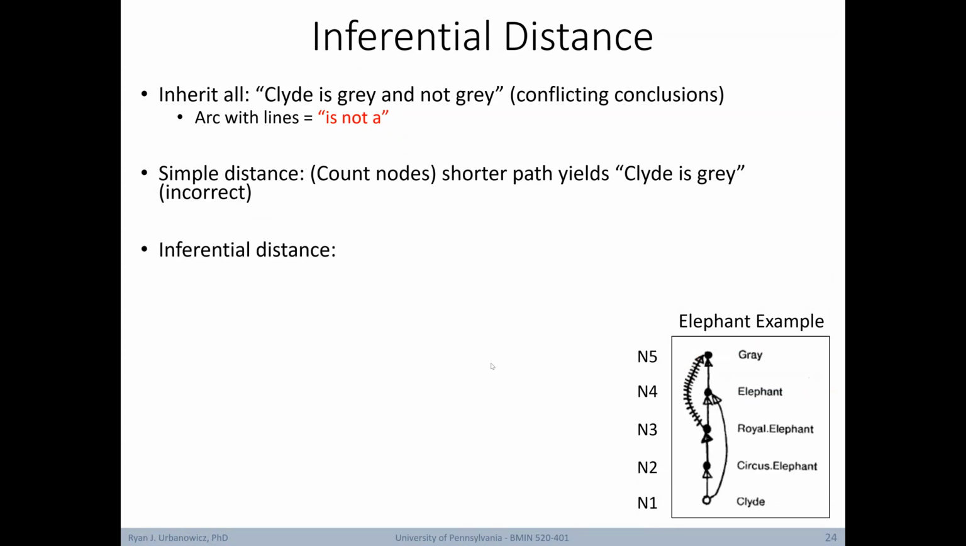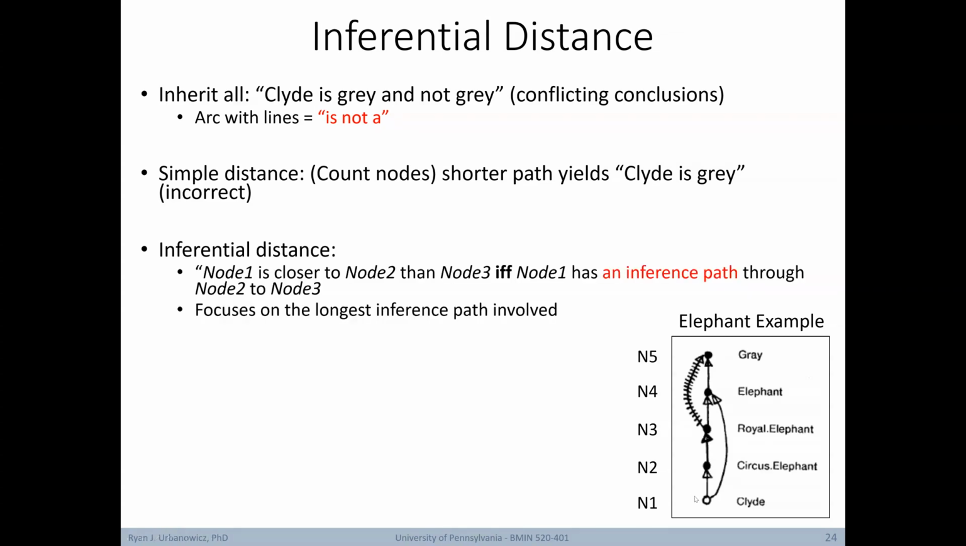Instead, let's try inferential distance. To apply inferential distance, we need to focus on the longest inference path. So in this case, getting from Clyde to either royal elephant or elephant must go through the longest path possible. Because we're looking for the longest path, we're going to ignore this connection between Clyde and elephant, and we're always going to go through this longer path if we're going to go from Clyde to elephant. So now in determining the inferential distance, we either have an option of 1-2 steps to get to royal elephant, or 1-2-3 steps to get to elephant.